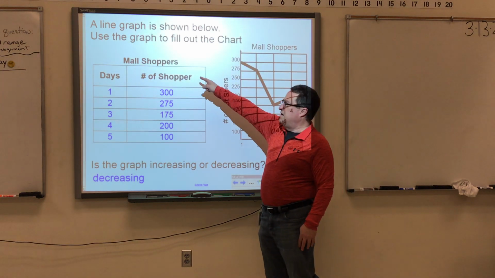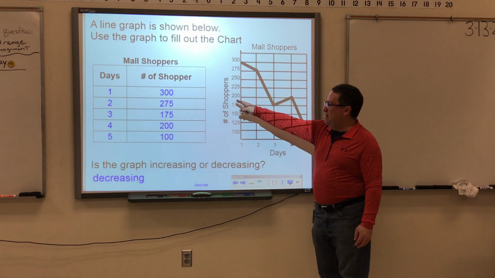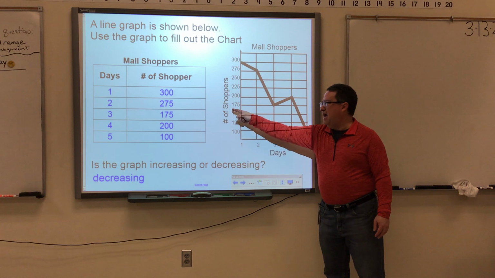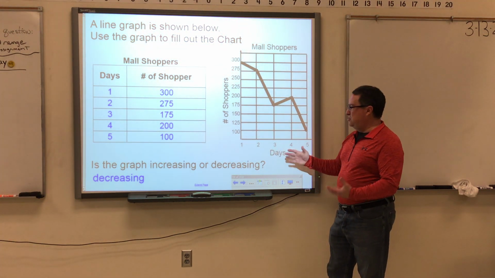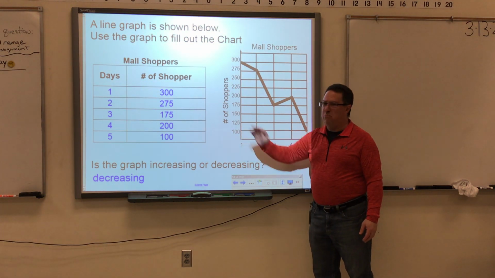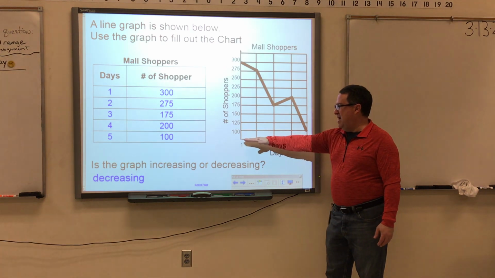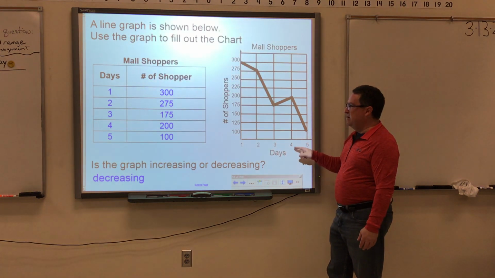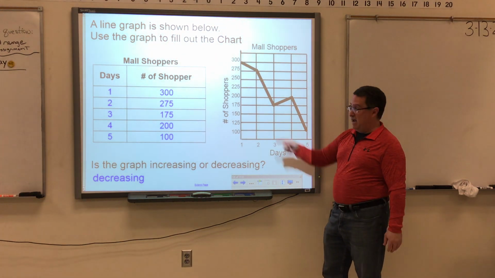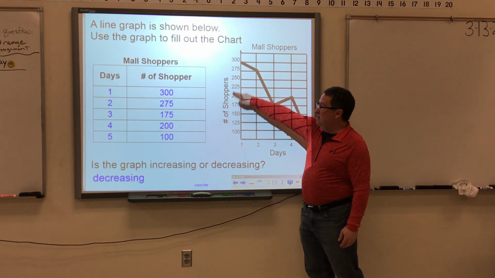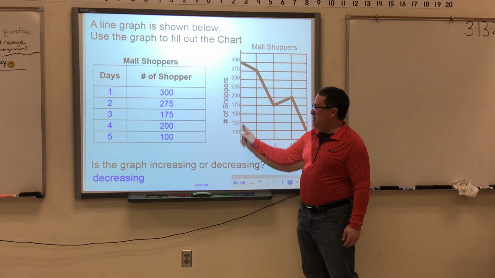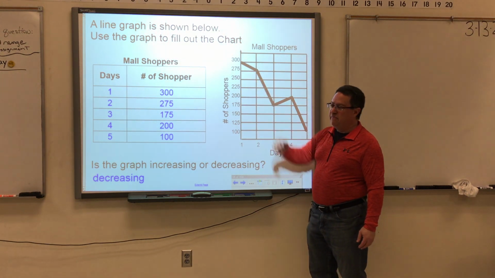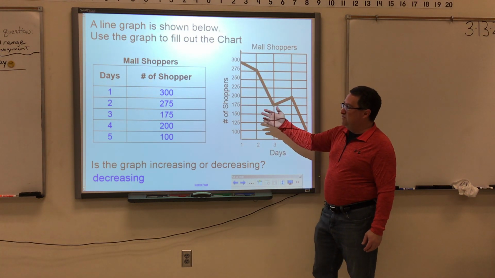So we're going to look at mall shoppers, and you're going to notice that both axes are shown with exactly what they portray. So on my x-axis, I'm looking at days of the week, 1, 2, 3, 4, 5, or how many days we actually shopped. Number of shoppers are going on the y-axis, okay? So here's how this would look.